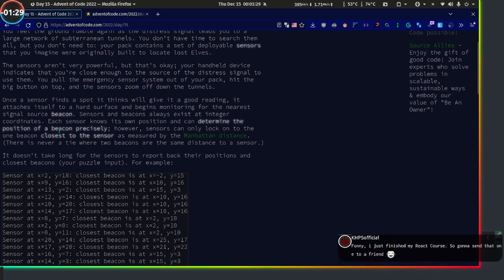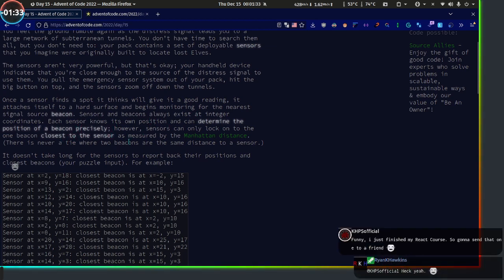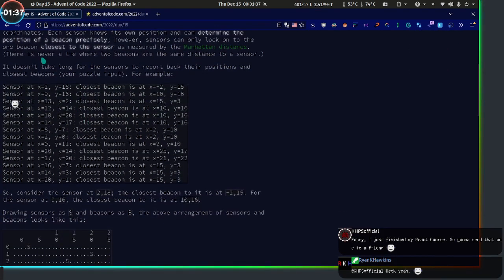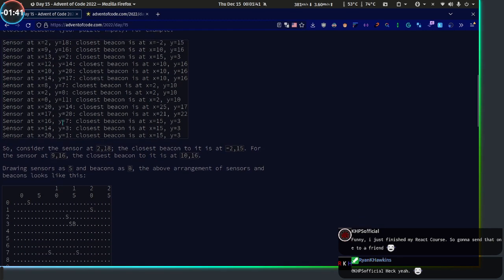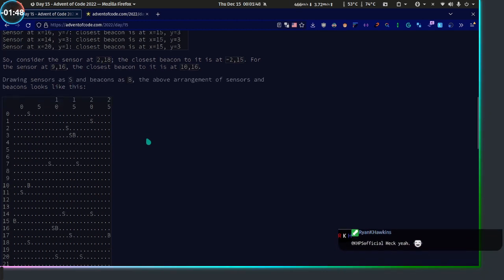Sensors and beacons always exist at integer coordinates. Each sensor can determine the position of a beacon precisely, only locking on to the closest, by Manhattan distance. Never a tie. Ooh, there's never a tie where two beacons are the same distance from a sensor. Interesting. The sensor at this position has the closest beacon at negative 2, negative 15. Drawing the sensors and the beacons.